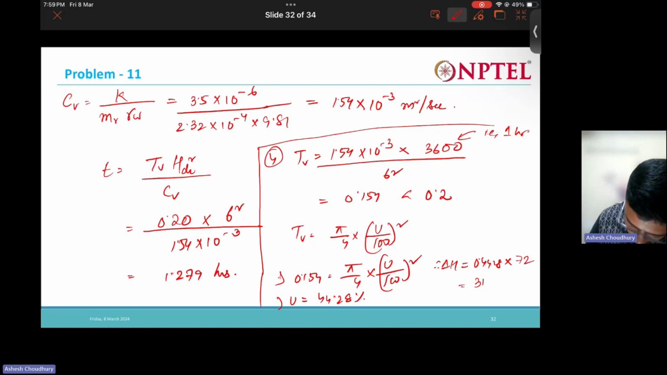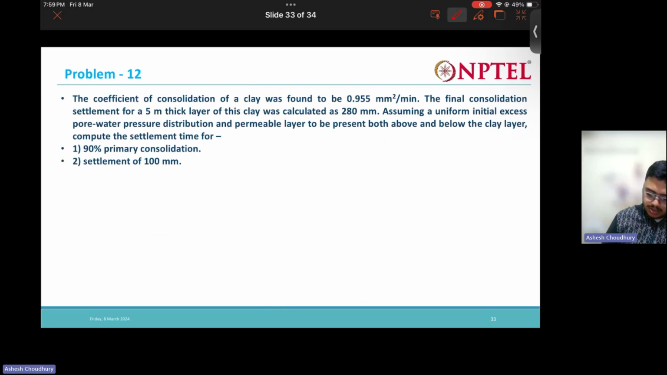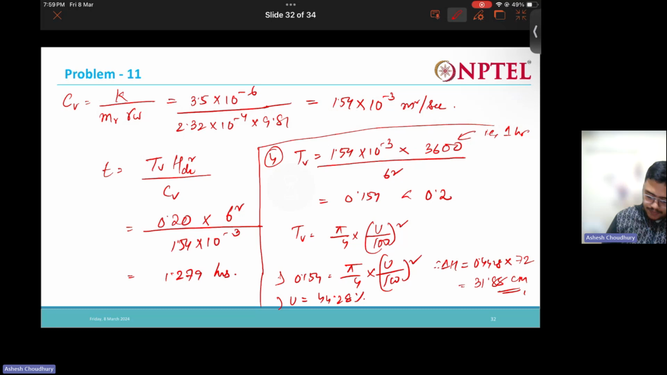That is 31.88 centimeter. Okay, 31.88 centimeter settlement will be occurring in 1 hour. So this is the answer, right?